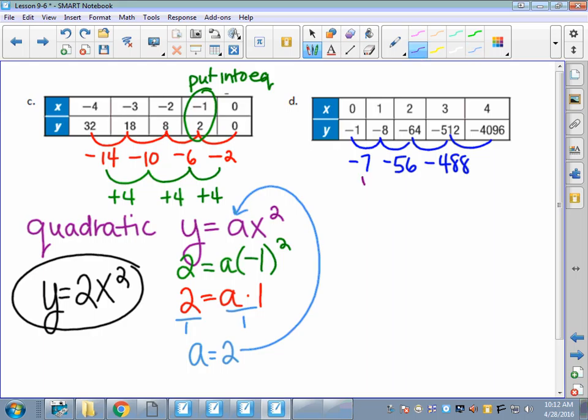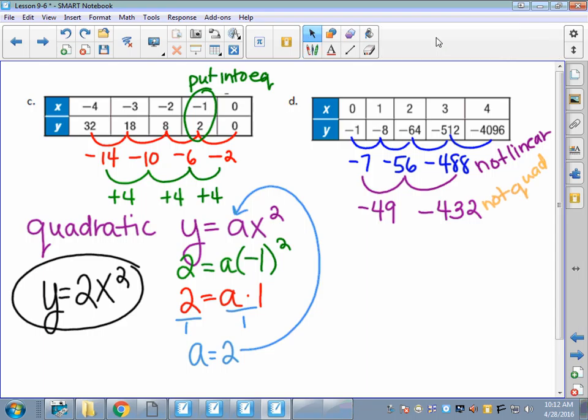So let's check our second differences. To get from -7 to -56, what is that, -49? To get from -56 to -488, that would be -432, something that's not the same. So this is not quadratic, which means I'm going to set up a ratio and double check it.